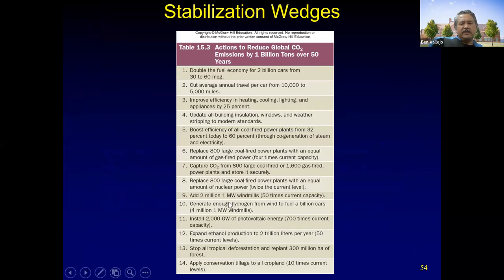Look at this, add 2 million 1 megawatt windmills, 50 times more than what we have. Very windy areas in Southern California. There's some near Barstow. You have some by Palm Springs. My last trip to San Francisco, I drove past some by Tracy, California.